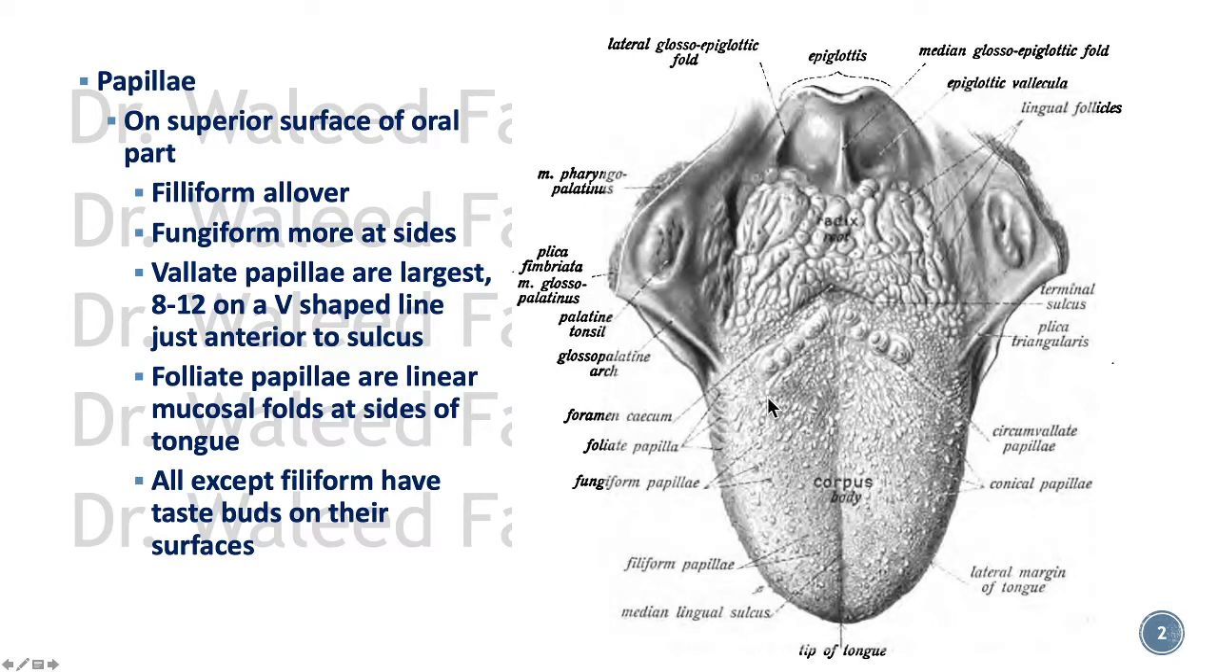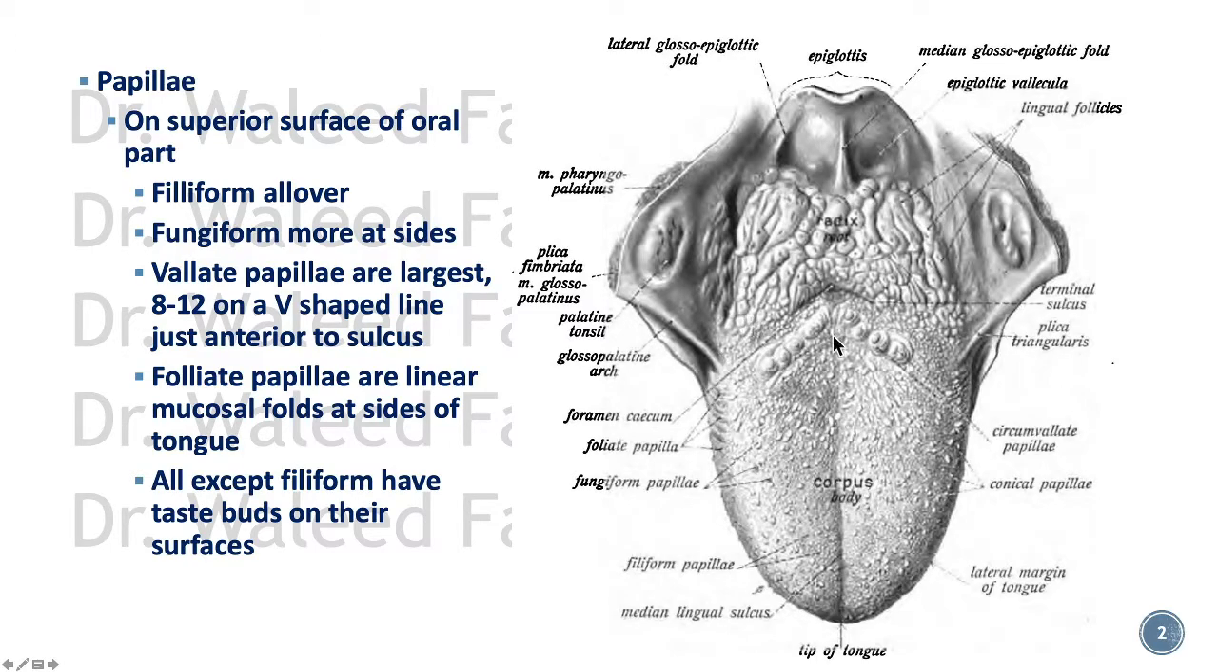And last we have big papillae called the vallate papillae or circumvallate papillae. They number between 8 to 12 and are present on a V-shaped line right in front of the sulcus terminalis, not at the sulcus itself, right in front of it.